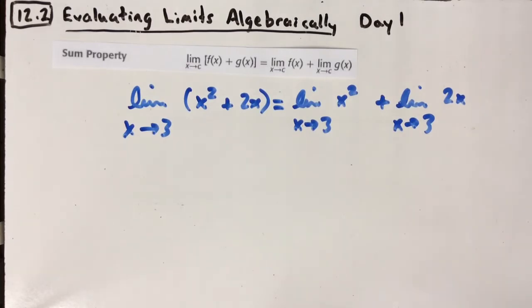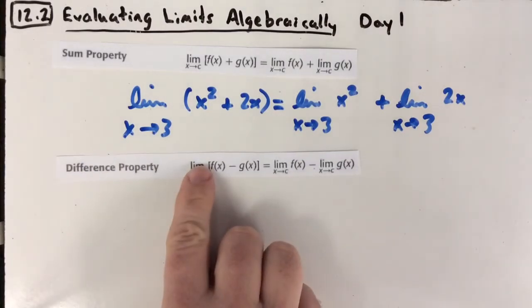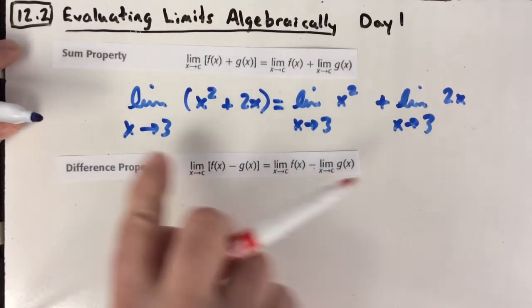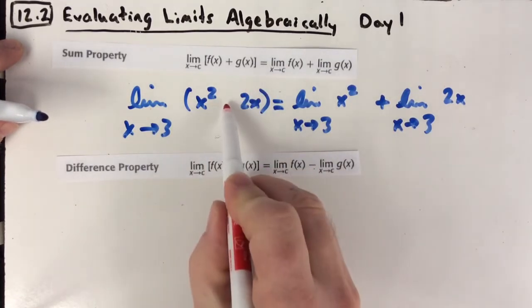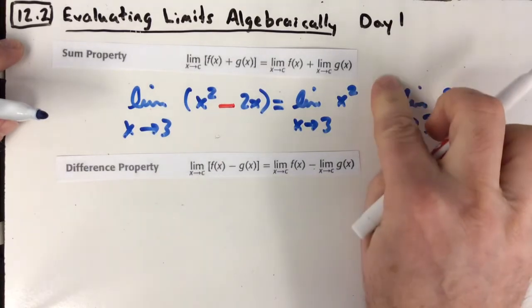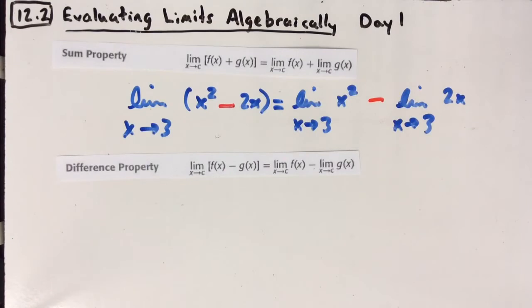The difference property is very, very similar. The only thing that is different with it is that there is a subtraction in between. So instead of f of x plus g of x, it's f of x minus g of x. Without doing a complete brand new example, let me just change this one. If this original problem, instead of addition in between here, had subtraction, all that would do is change the sign in between the 2 separate limits into a subtraction.